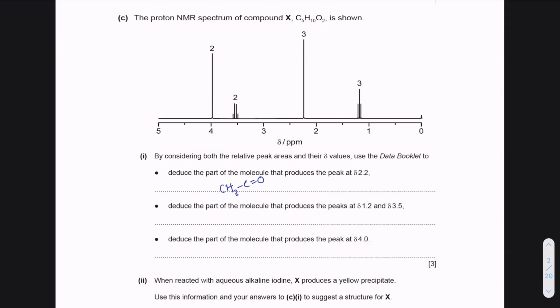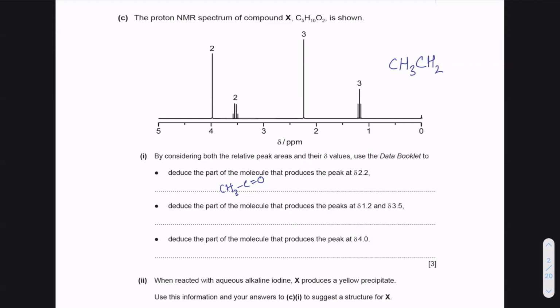Okay, deduce the part of the molecule that produces the peak at 1.2 and 3.5. 1.2 pe I have 3 with the splitting of 3 as well. That means it is 3 protons attached to 2 protons. उसके neighbor में 2 proton है. So CH3 होगा और neighbor में 2 proton होंगे, but आगे क्या है अभी देखते हैं.